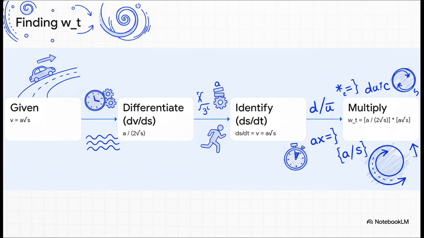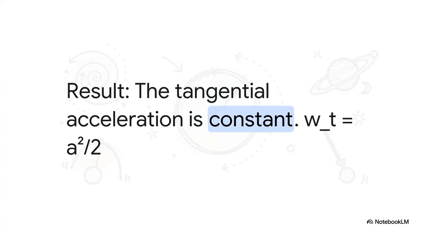Wait a second. The rate of change of distance with respect to time? That's just the definition of velocity, v. And we know v is a times the square root of s. So now we just multiply those two pieces together. And check this out. This is the really cool part. The square root of s on the bottom cancels out perfectly with the square root of s on top. The s variable just disappears. This means our tangential acceleration is actually a constant.